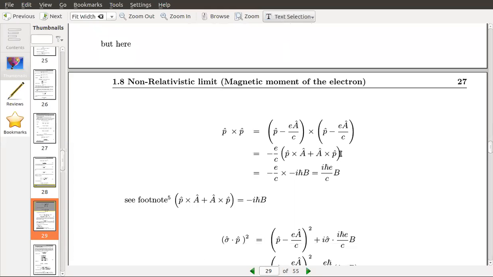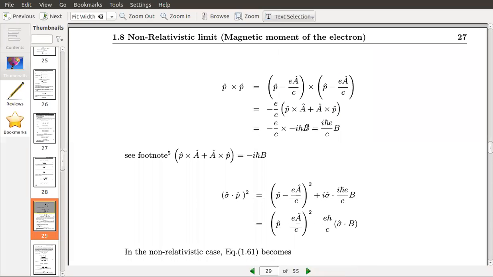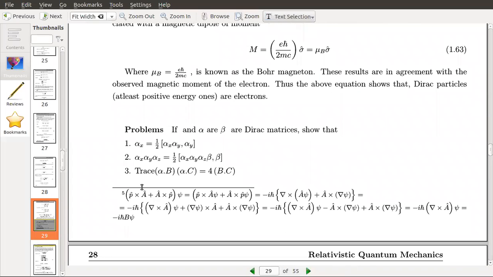Okay. Now, is that clear? Now this can be simplified and written as minus iħ cross B. That is given in the footnote. You can see that, P cross A and A cross P. In order to simplify, you put ψ on the RHS. Then finally you can remove that ψ. Then this becomes P cross A ψ plus A cross P ψ.